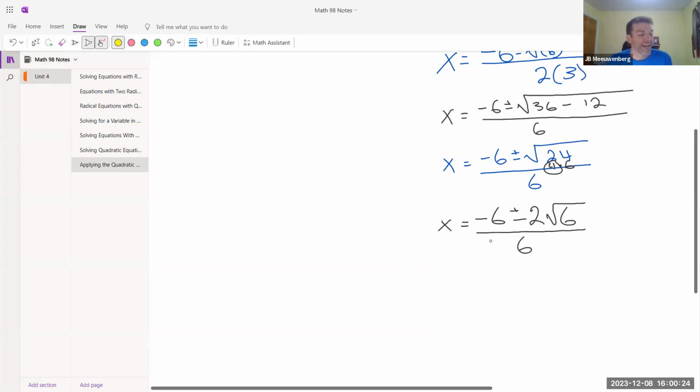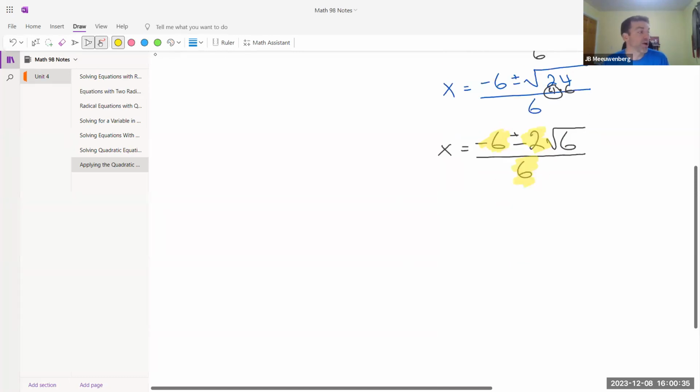If we want to cancel something, if we want to reduce it, all three of these things would have to have something in common. They would have to have a common factor, and they do. They all have a 2 in common. So what I'm going to do is factor out a 2 from the numerator, 2 times -3 plus or minus. This we never factor out of the radical. We're only factoring out of this.